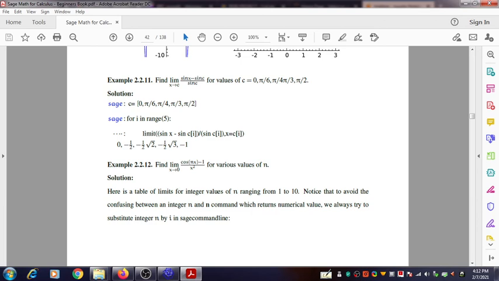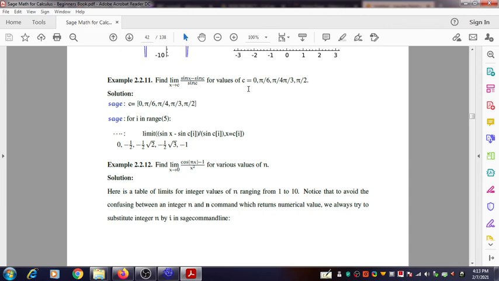The values at which we want to find the limit are given as equal to c. How many such values are there? 1, 2, 3, 4, and 5. There are 5 values given for c to evaluate the limit. So we want to evaluate the limit values at all of these points.